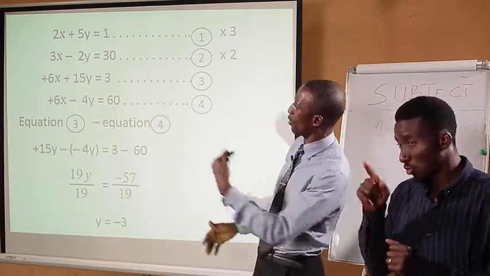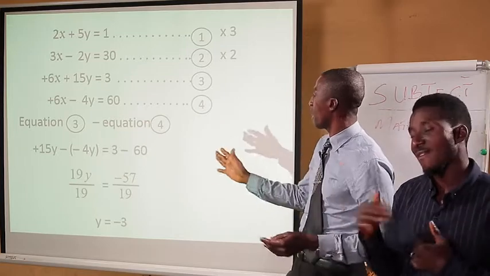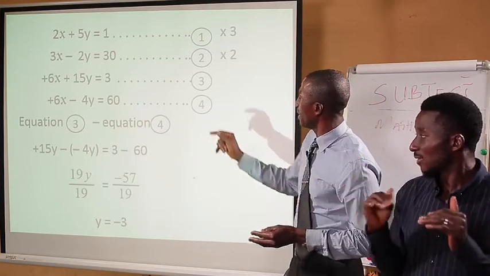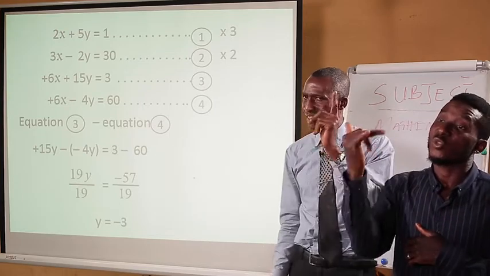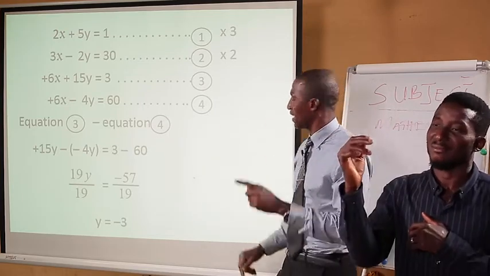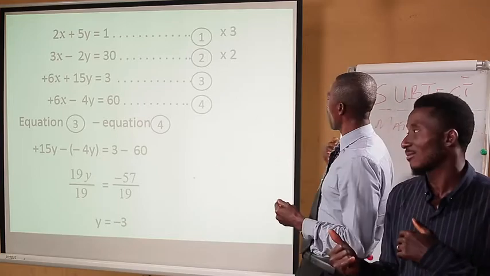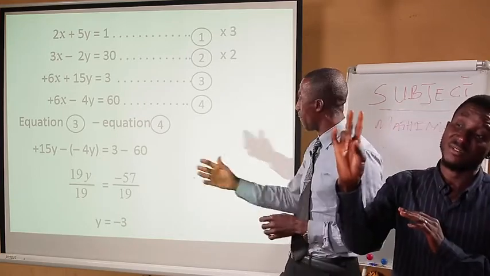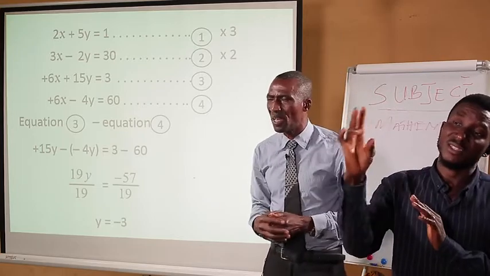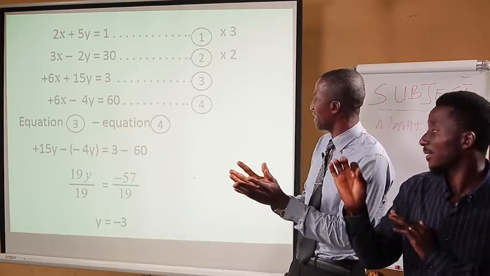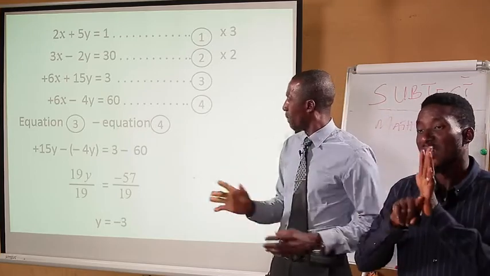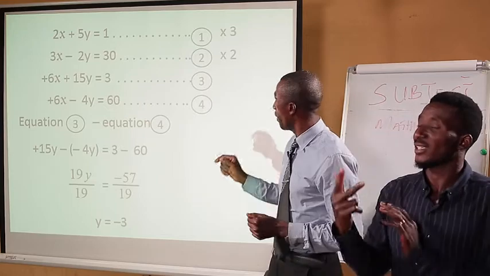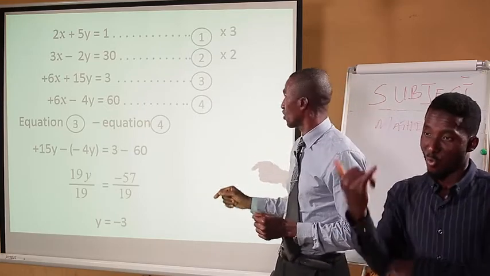So you can now see that on the left, I have 19y over 19, and 19y divided by 19, the answer is y. Then on the right, I have minus 57 divided by 19, and minus 57 divided by 19, the answer is minus 3. Therefore, my y equals minus 3.